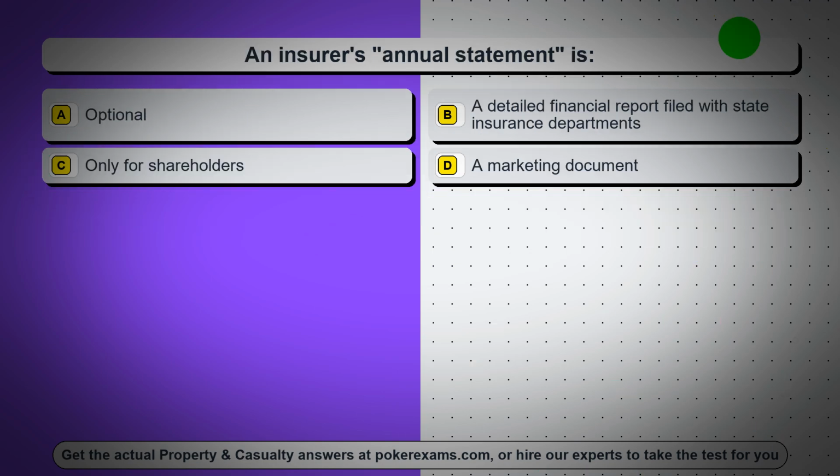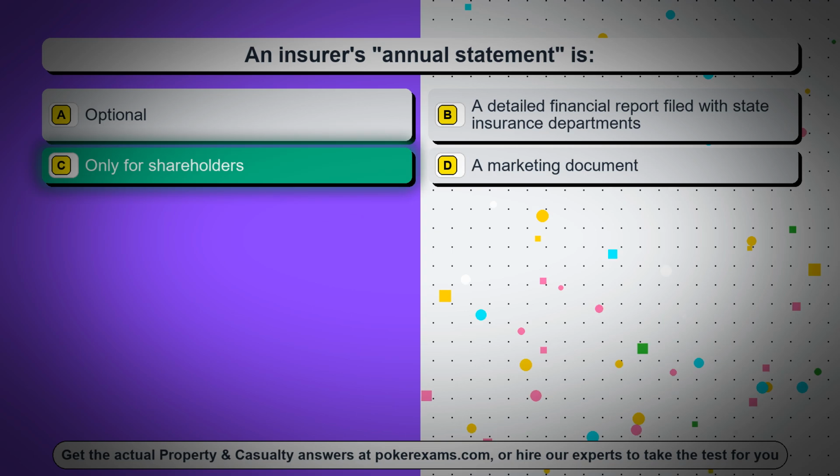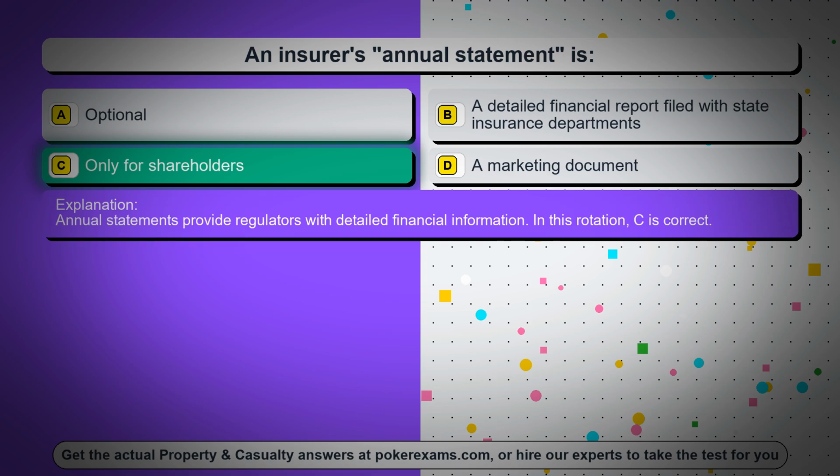Question 27. An insurer's annual statement is: option A, optional. Option B, a detailed financial report filed with state insurance departments. Option C, only for shareholders. Option D, a marketing document. The correct answer is option C, only for shareholders. Annual statements provide regulators with detailed financial information. In this rotation, C is correct.